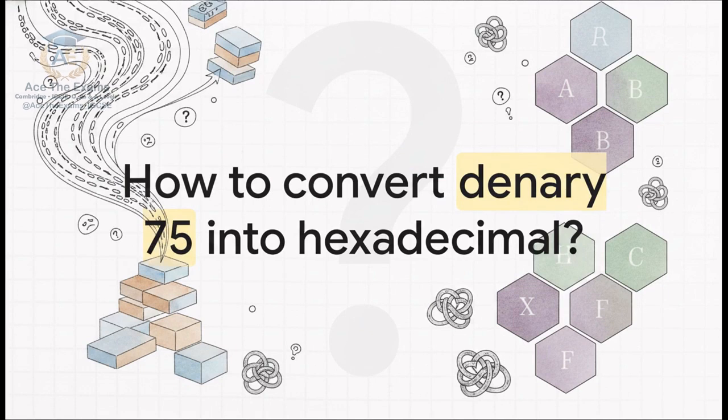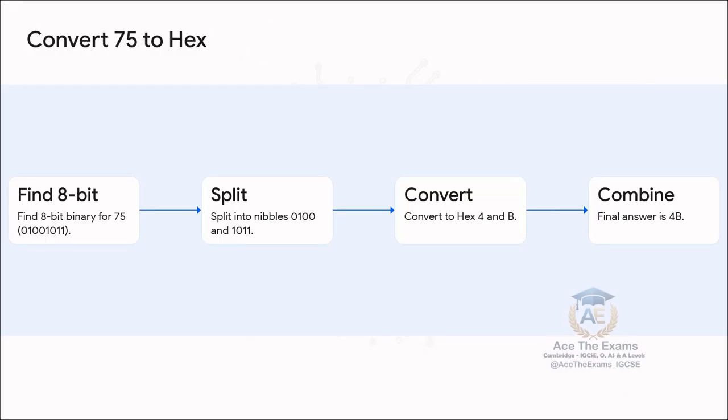But what about larger numbers? How do we confidently convert a much bigger denary number, like 75, into hexadecimal? Because this is exactly the kind of calculation that catches out students who skip the binary step and try to just do the math in their heads. This example brilliantly illustrates the exact step-by-step red pen logic an examiner is actively looking for when they award full marks. Okay, step 1. Find the 8-bit binary for 75, which gives us 0101011.